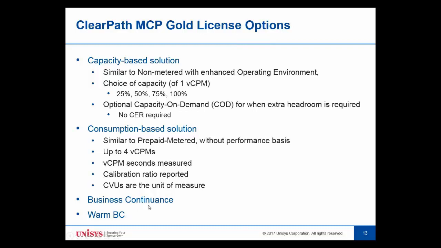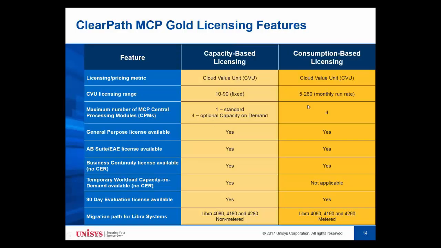CVUs are now our unit of measure, and that stands for Cloud Value Unit, and we have business continuance and Warm BC available. So let's compare the 2 options, capacity-based versus consumption-based. Both are utilizing what we call our Cloud Value Units, or CVUs, and the ranges are such that you can have between 10 and 90 for capacity-based, and then for consumption-based you can have between 5 and 280 for a monthly run rate.